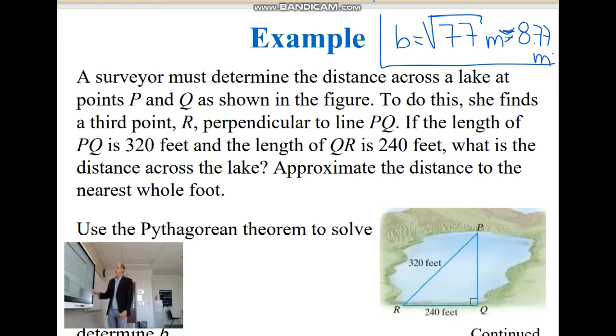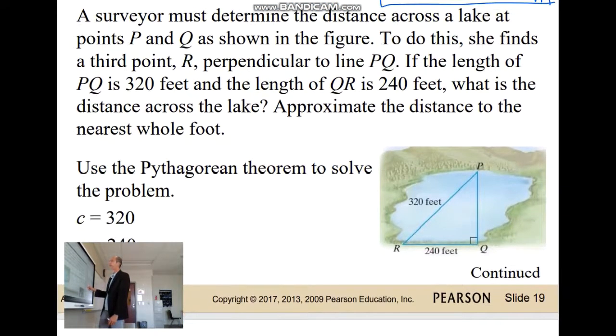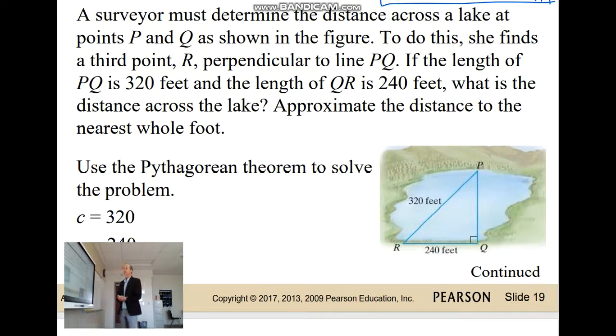And this is pretty interesting because it's a real life application. It's a real situation. A surveyor must determine the distance across a lake at points P and Q as shown in the figure. To do this, she finds a third point, R, perpendicular to line PQ. If the length of PQ is 320 feet and the length of QR is 240 feet, what is the distance across the lake? Approximate the distance to the nearest whole foot.